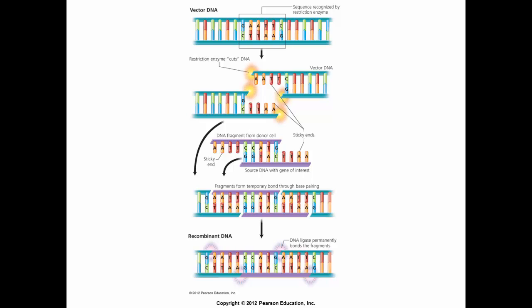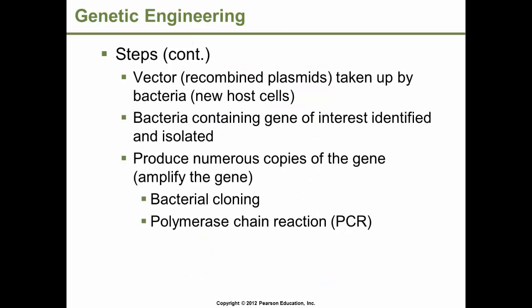nitrogenous bases. The DNA fragment from the donor cell, the source DNA with the gene of interest: you see the sticky ends on both. Fragments form temporary bonds through base pairing, A and T, C and G, and you end up with the recombinant DNA, where another enzyme, the DNA ligase, permanently bonds these fragments. The vector, which is these recombined plasmids, is taken up by a new bacterial host cell.